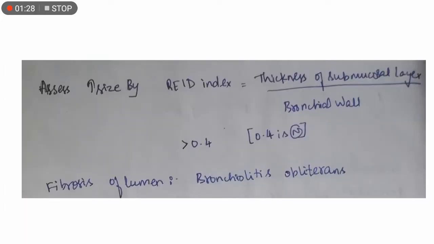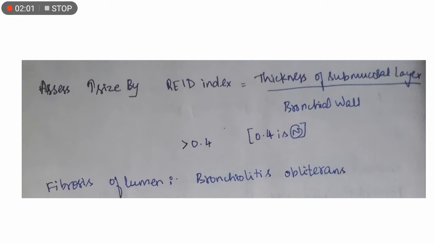And about assessing the increase in size, we have an index called the Reid index. It's based on histopathology. It is the thickness of the submucosal layer alone, because this is the layer which has the mucus secreting glands, divided by the bronchial wall thickness. Normally it's 0.4:1, a normal Reid index. But if it's more than that, it suggests the mucous glands are hypertrophied. So more than 0.5 is suggestive of chronic bronchitis.